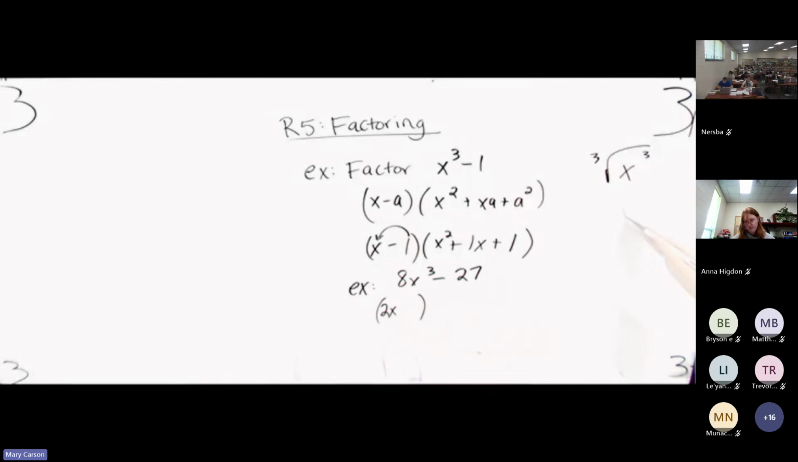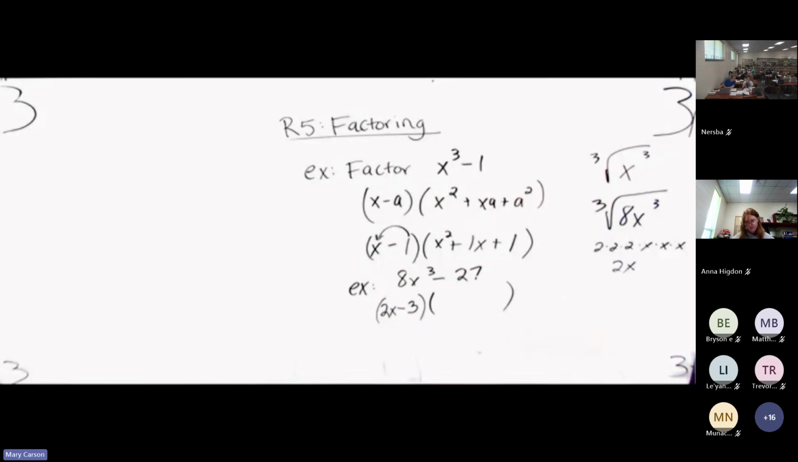You think about it like this: it's 8x cubed, you're going to take the cube root of that. So a number that gives you 8 three times would be 2, and a number that gives you x cubed three times would end up being x. So this would just be 2x. So 2x, and then I do my subtraction, and then the cube root of 27. Is there a number that multiplies 3 times that gives you 27? Good, 3. Okay, so I factored my first part, and once you get the first part, then you can get the rest of it.